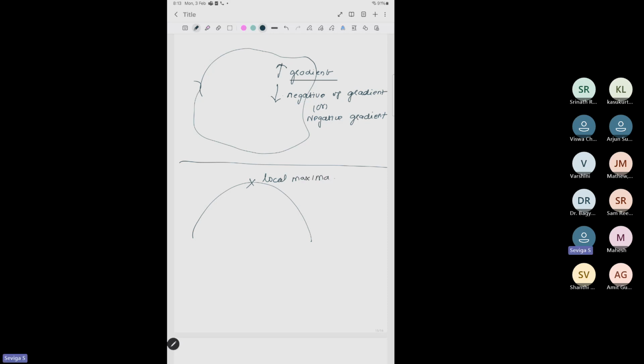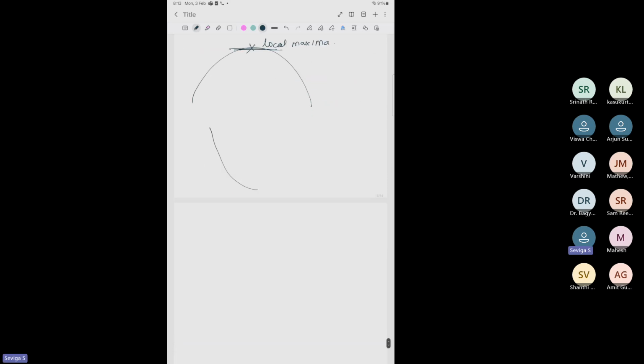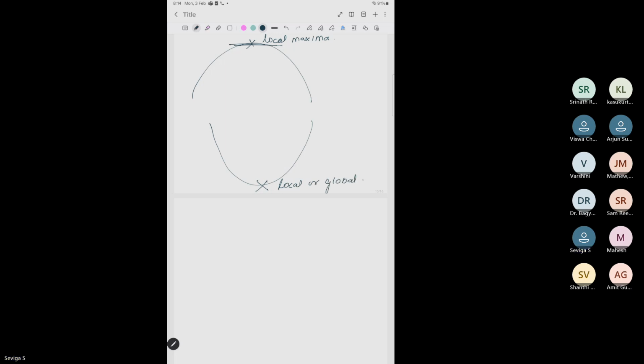At the top of the hill, there is no gradient. So at that time, the gradient will vanish and we can find that it is a global maxima or a local maxima. Similarly, at the bottom of the hill, there is no gradient. So that can be a local minima or a global minima. At the bottom of the hill and at the top of the hill, the gradient vanishes. So that is a point where we will find the local maxima or local minima, or global maxima or global minima. When we are on a plateau, there is no gradient at all.